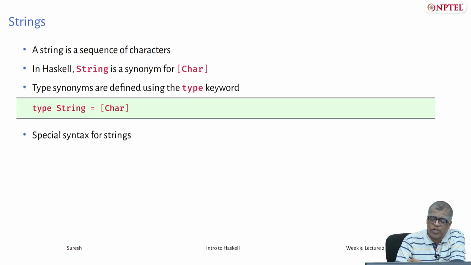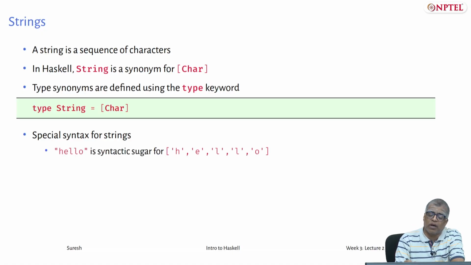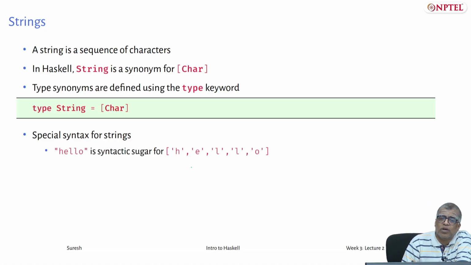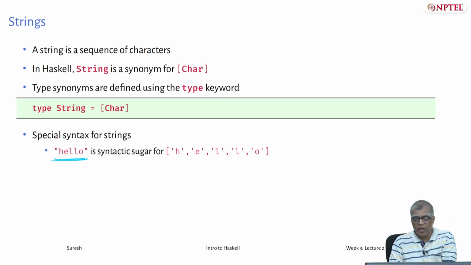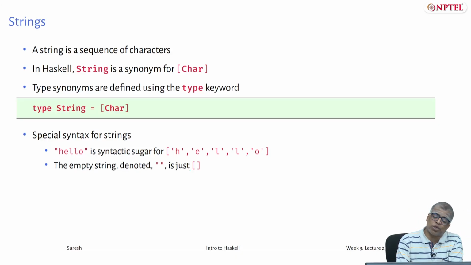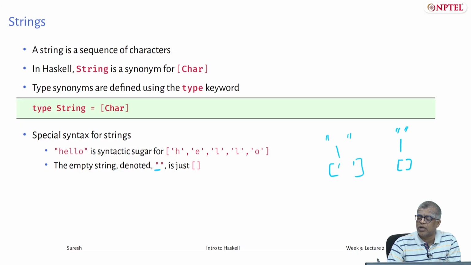But you have a special syntax for strings. Rather than writing the list within square brackets, the character H followed by the character E followed by the character L, etc., you can just put all those things inside a pair of double quotes. So the empty string, instead of denoting it by just the square brackets without anything in between, you can put double quotes without anything in between. There should be no space or anything in between. If you put a space, that would actually correspond to the list consisting of a single character, which is the space. But if you just do this, that corresponds to the empty list.